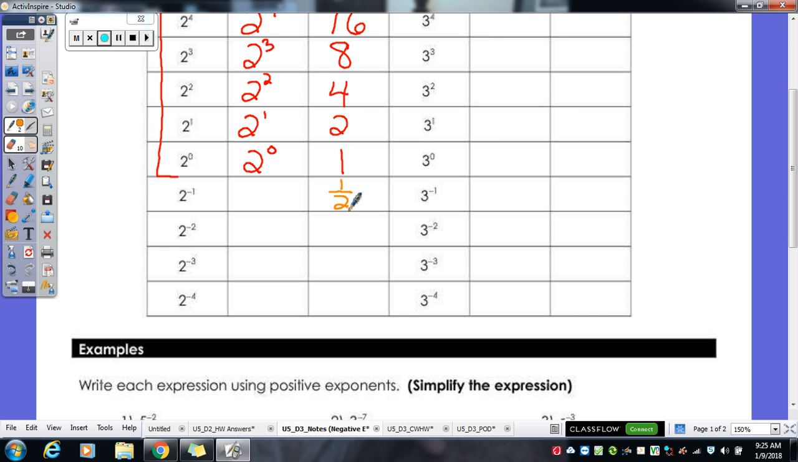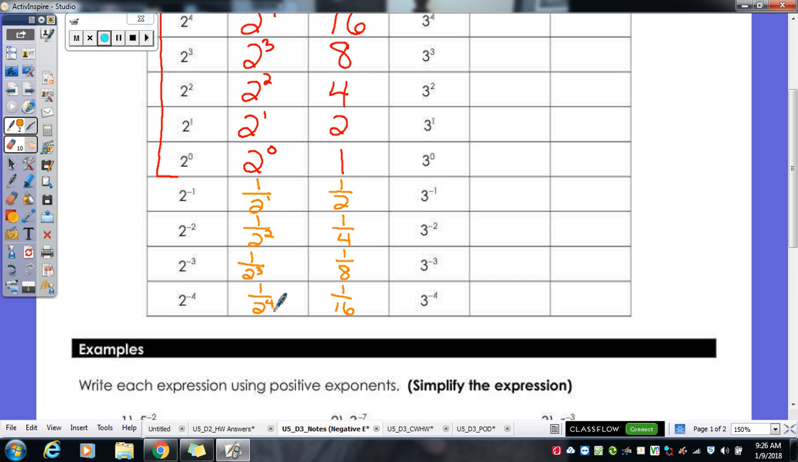Let's try the next one, 2 to the negative 2. Isn't it like always 1 over? Yes, it is. So 2 to the negative 3 and 2 to the negative 4. So as positive exponents, this one would be written as 1 over 2 to the positive 1. And then this would be 1 over 2 to the positive 2. 1 over 2 to the positive 3. And then 1 over 2 to the positive 4.